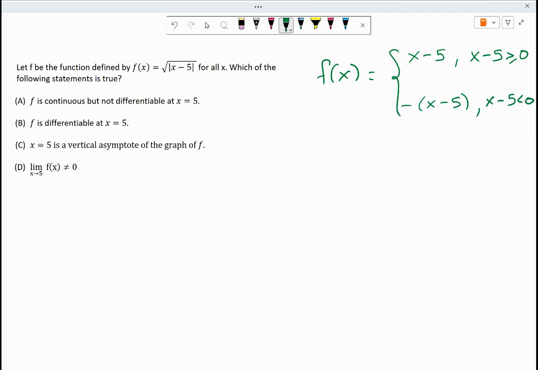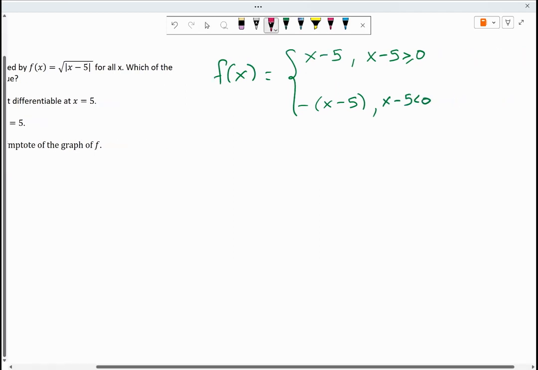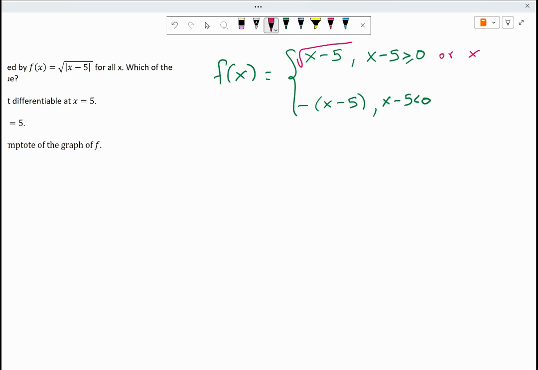than 0. In other words, you're going to get the square root of x minus 5 for the values of x that are greater than or equal to 5, and it's going to give me the square root of negative, in parentheses, x minus 5 for values of x that are less than 5.